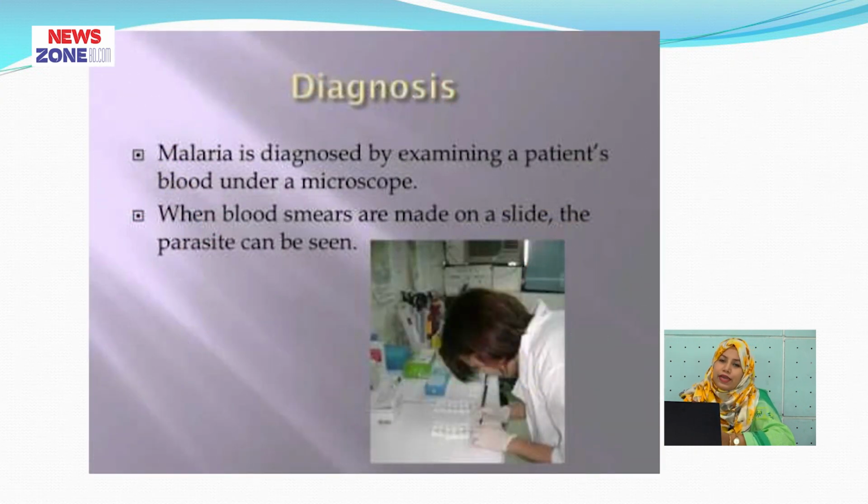Now, how will you diagnose a case of malaria? Malaria is diagnosed by examining a patient's blood under a microscope. Here you can see a person in a diagnostic center examining for malaria parasite under a microscope. When the blood smears are made on a slide, the parasite can be seen.